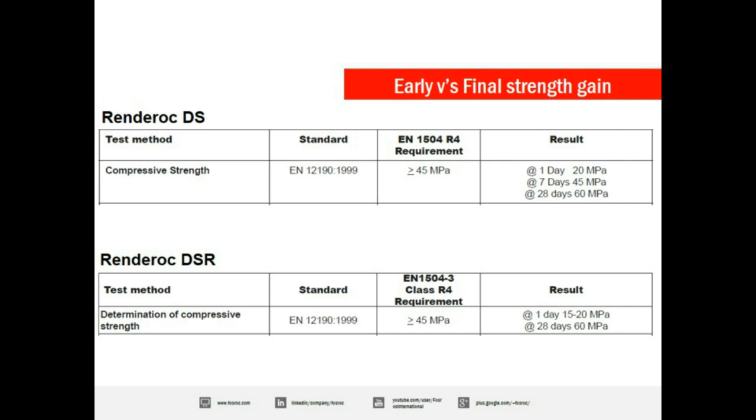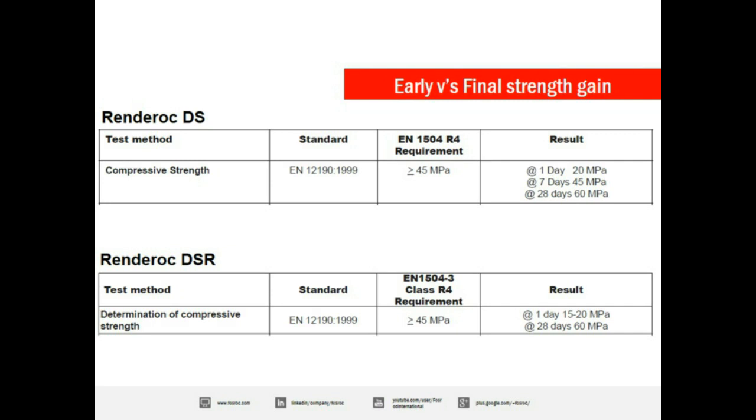You can see from the figures here that the 28 days figure for compressive strength is up at 60 megapascals, or 60 newtons. And that's exactly the same figure that you've got for RenderOp DS. So it's good news on the final strength of it, but it's really that early strength side of things that pushes DSR into the category of being perfect for rapid return to service.